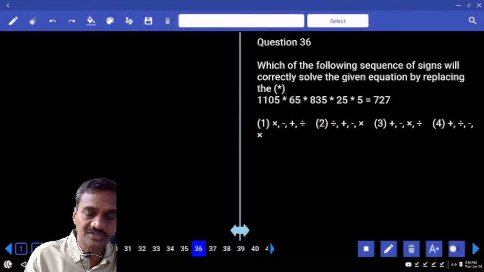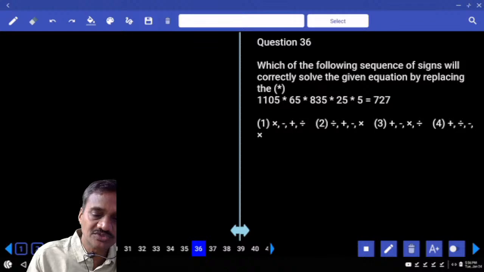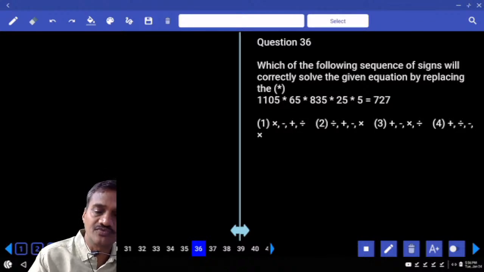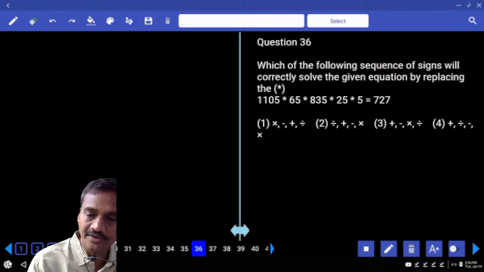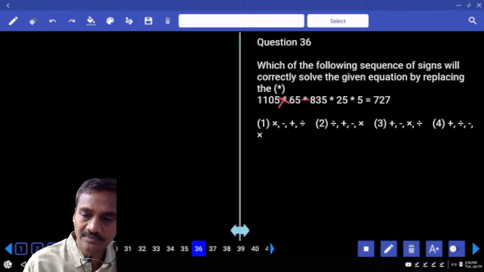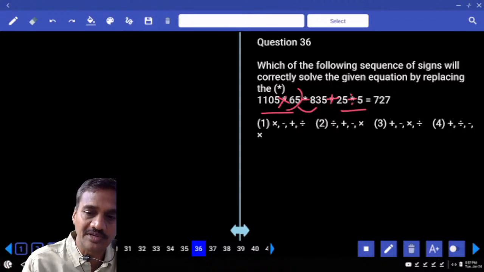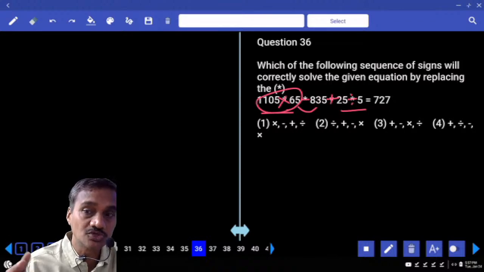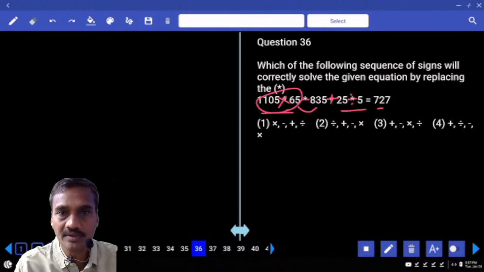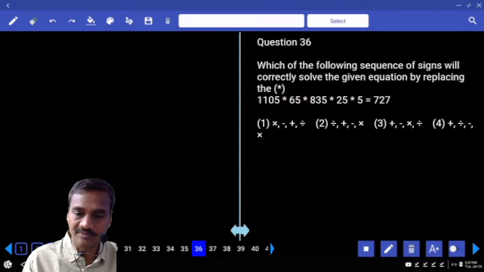Question number 36. 1105 star and so on. Then first one, 1105 into 65 into 65, with minus, plus and division. Now 25 divided by 5, how much is that? 5. And 1105 into 65 is there. If it goes at the most once, what remains? 1105 into 64, it's a huge number. It cannot be 727. Did you follow or not? Then coming to the next one.